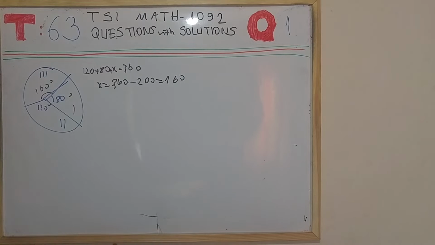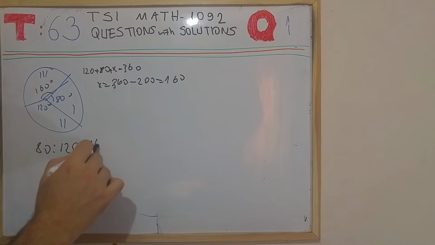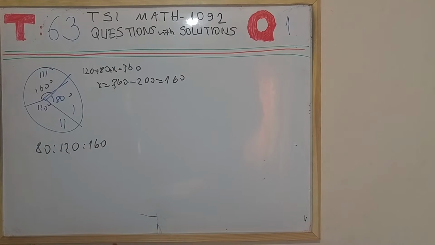This means that since I have the ratio 1, 2, 3, that is equal to the ratio of 80 to 120 to 160 must be preserved. So when I divide each side by 40, what I have is 2 to 3 to 4.